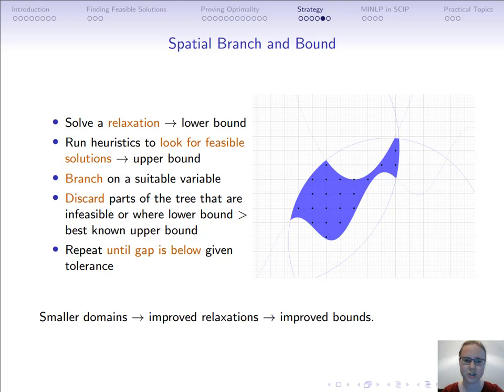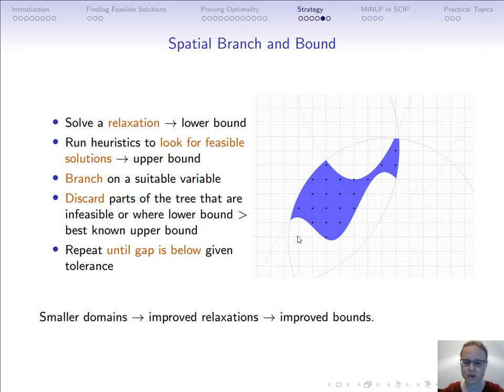This type of branching gives rise to the algorithm known as spatial branch and bound. Here I have outlined the main steps of the algorithm. You can pause the video if you want to have a look at these steps, and now I would like to demonstrate them on a small example. Here we have some nonlinear set, and we also want the variables to have integer values at the solution.